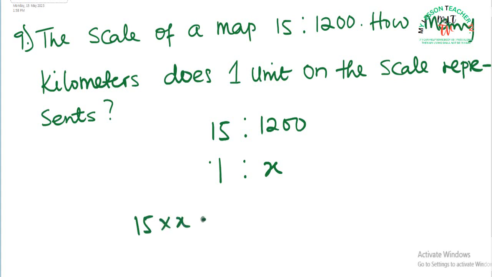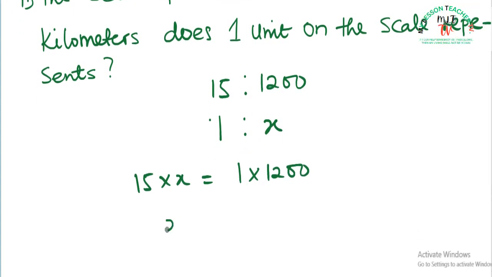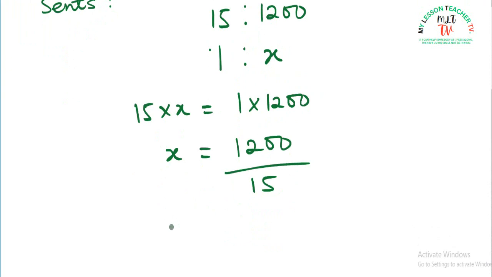This gives you 15 times x being equal to 1 times 1200. And when you divide both sides by 15, you have x equal to 1200 divided by 15. And you can simplify further. 3 can divide. 3 into 15 is 5, 3 into 12 is 4, 3 into 0 is 0.